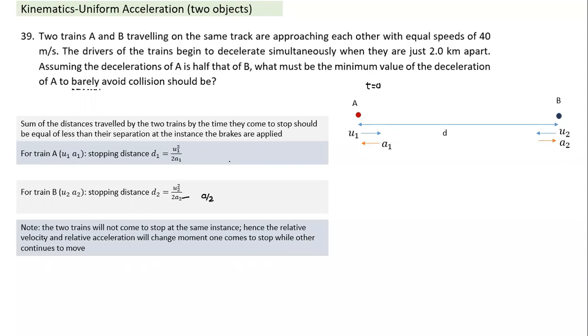What is an important point to note, which may answer your doubt a lot: two trains will not come to a stop at the same instant. Even if the deceleration rate is the same, they will not come to a stop at the same instant. Hence, relative velocity and relative acceleration will change the moment one of them comes to a stop. Hence, the relative velocity, relative acceleration approach does not give the right answer. Relative velocity is valid as long as accelerations are unchanged. Here, if this has acceleration twice as much, it will take half the time to come to a stop. After it has come to a stop, the relative motion changes.